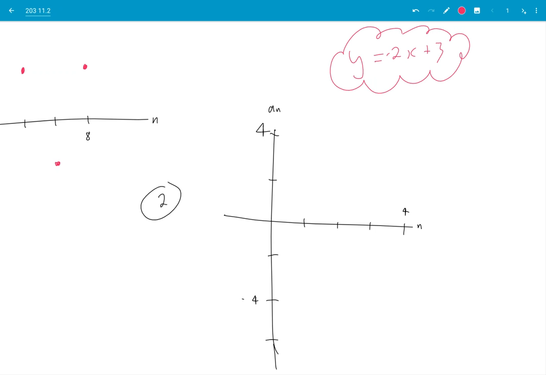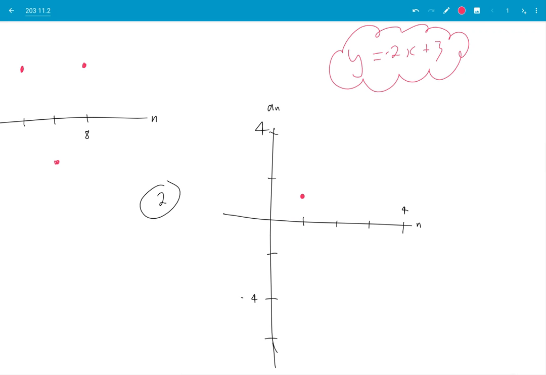So I wouldn't actually draw this dot here, because when you have a sequence, you start at n is equal to 1. So when I plug in n is equal to 1, I get just 1. And then my slope is negative 2. So that is down, you go down 2 over 1. And you end up here.